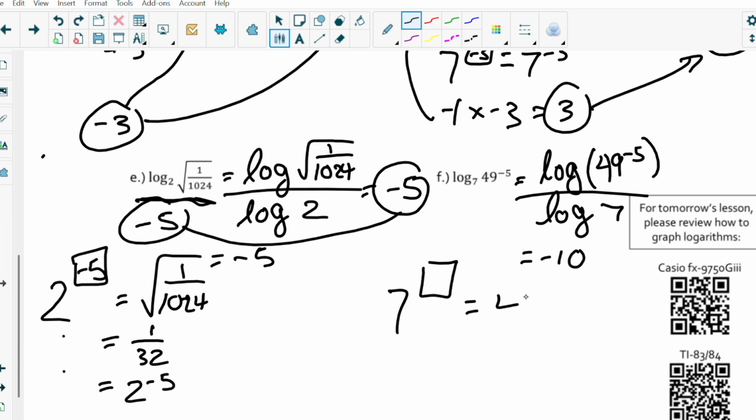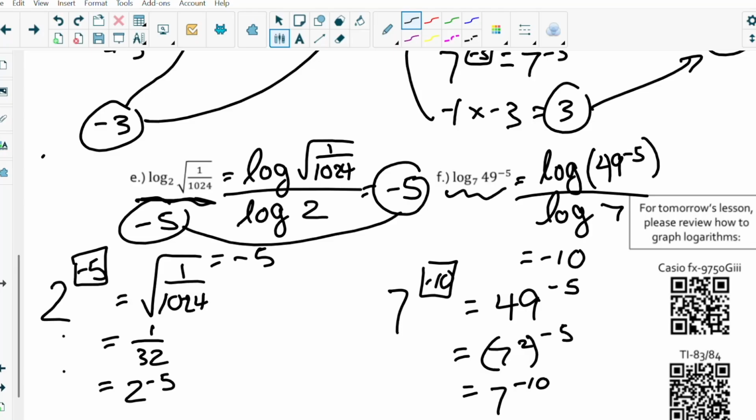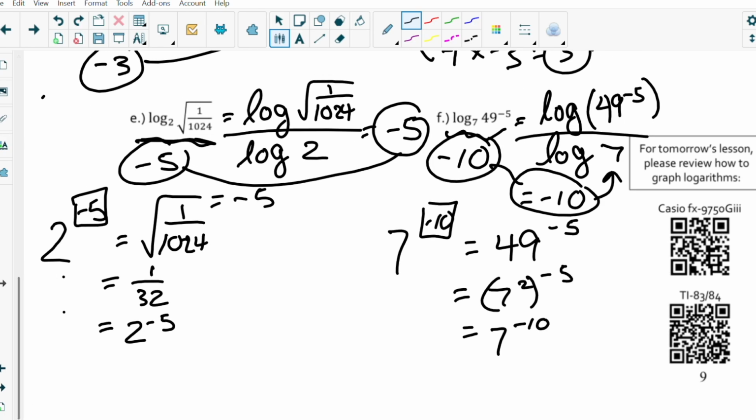I got negative 10. So 7 raised to what exponent equals 49 to the negative 5th? Wow. This one, 7 squared to the negative 5, that's 7 to the negative 10. So this has to be negative 10. Therefore, log base 7 of 49 to the negative 5th is negative 10. And we prove that's the same with our change of base identity.